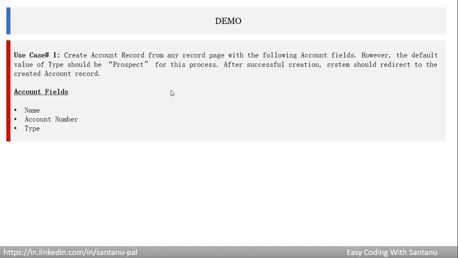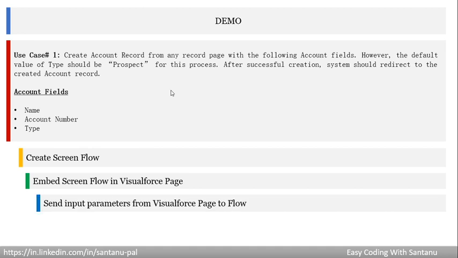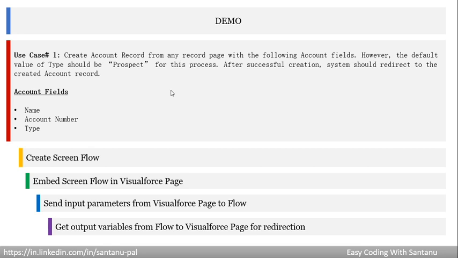So I have segregated it in 4 steps. First is to create screen flow. Next one is to embed screen flow in Visualforce Page. Third one is how to send input parameters from Visualforce Page to flow. So here we have to send the value of type as prospect to flow from Visualforce Page. And the last one is to get output variables from flow to Visualforce Page for redirection. That is required to redirect to the newly created account record after successful creation.